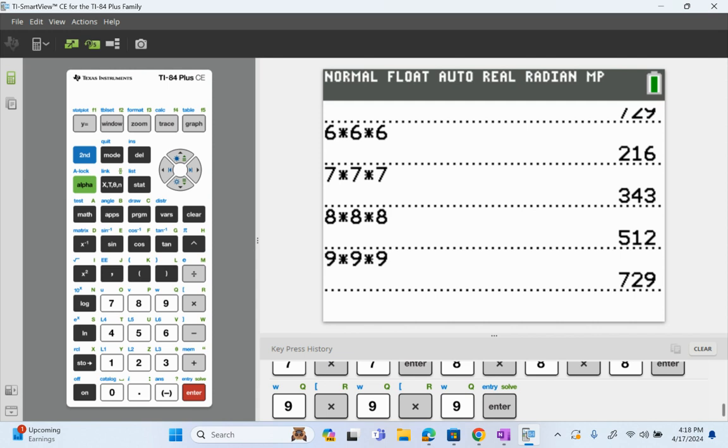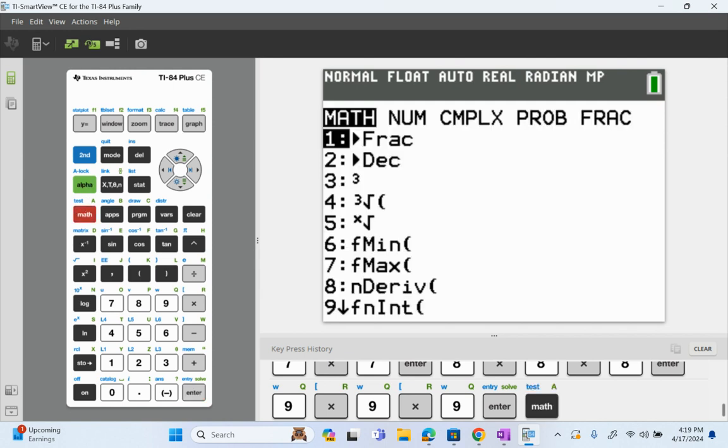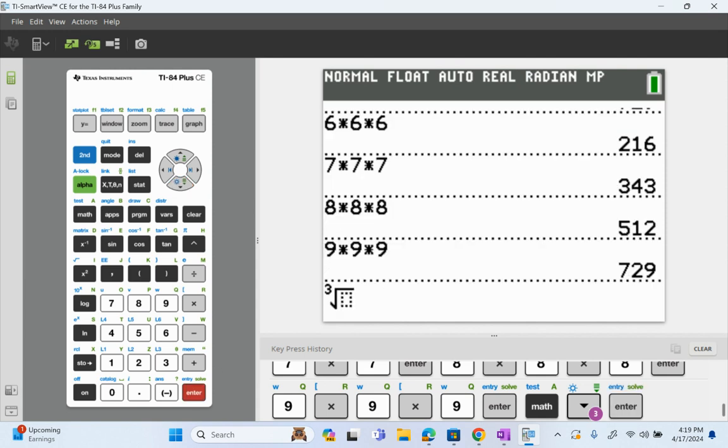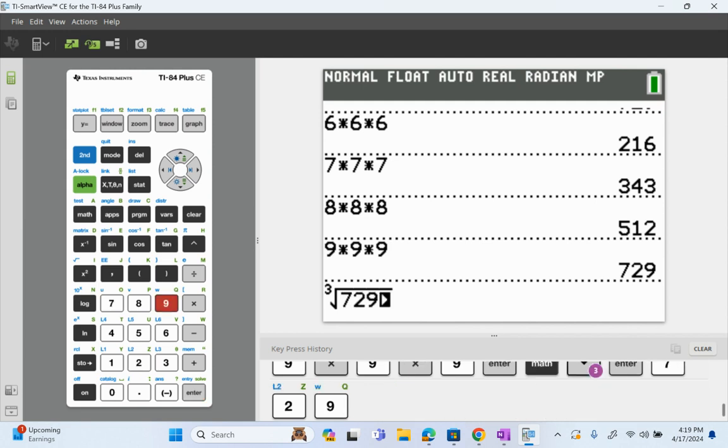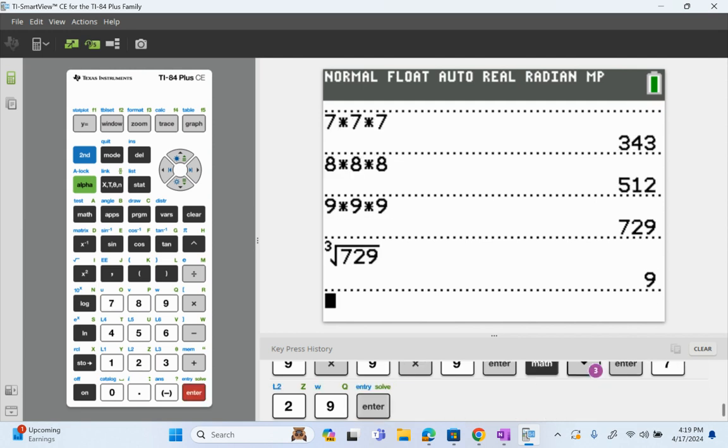There is a button for this. You don't have to guess and check this every time, especially if decimals are involved. The way that you get the cube root button on the calculator is you go to the math menu on the left-hand side. It's underneath the green alpha button, and it's the 4th option down. You can either hit the number 4 or you can scroll down with your arrow to number 4. You'll see a little 3 next to a radical. Hit enter, and it should show up with a nice cube root symbol on your screen. Type in 729. We're taking the cube root of 729, which gives us 9. In other words, 9 times 9 times 9 gives me 729.